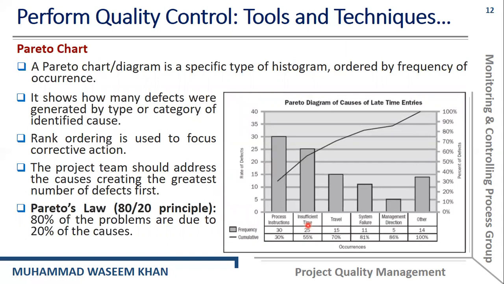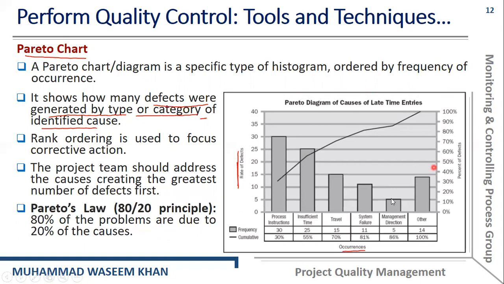And in front of you is the Pareto chart. It is a diagram, a specific type of histogram, which is ordered by frequency of occurrence. So it shows how many defects were generated by type or category of identified causes. Rank ordering is used to focus the corrective action, and a project team should address the causes creating the greatest number of defects first. This chart is based on the 80/20 principle, or 80/20 rule. This principle says that 80% of the problems are due to 20% of the causes.